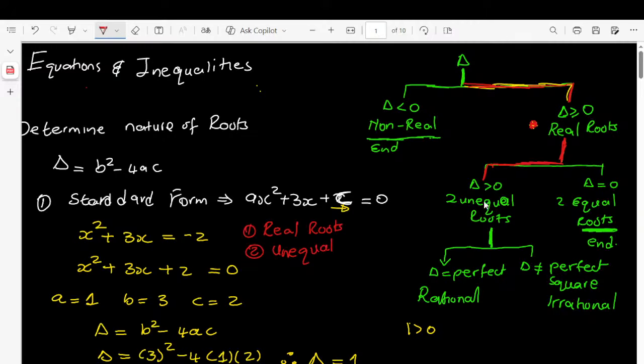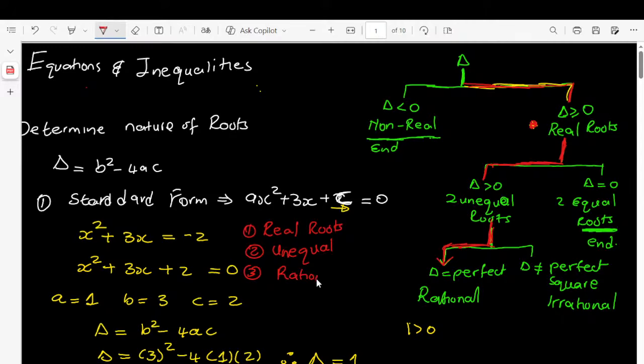Right. Then I need to continue going down with my map. I check: is 1 a perfect square or not a perfect square? 1 is a perfect square. The square root of 1 is just 1. Then I'll move that direction. So 1 is a perfect square, therefore the roots are rational.